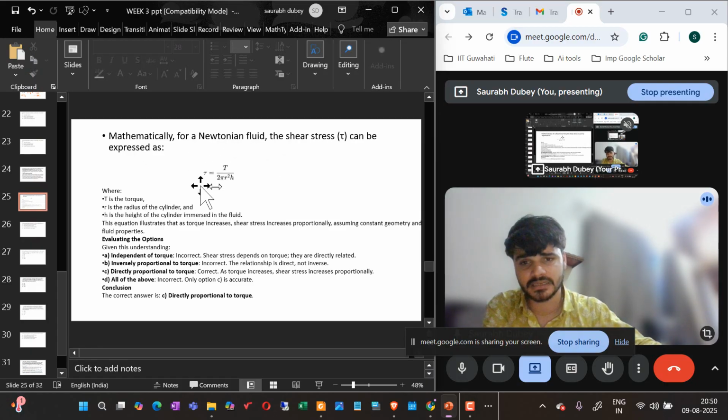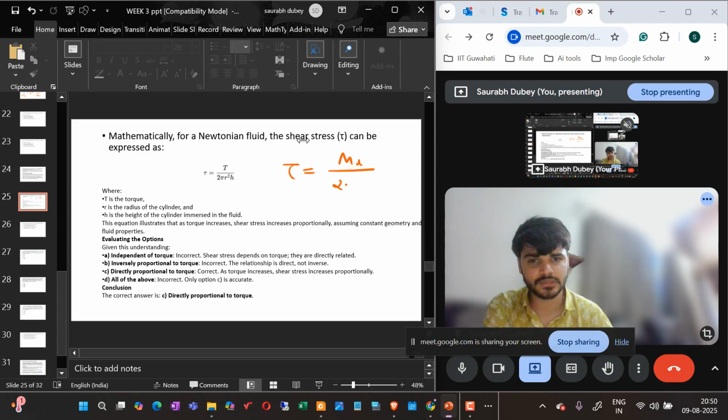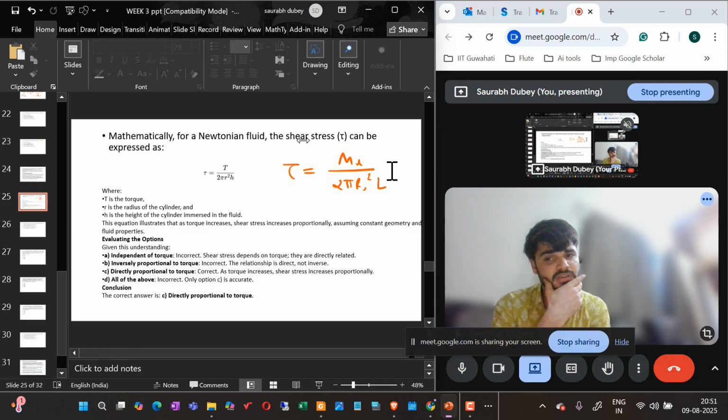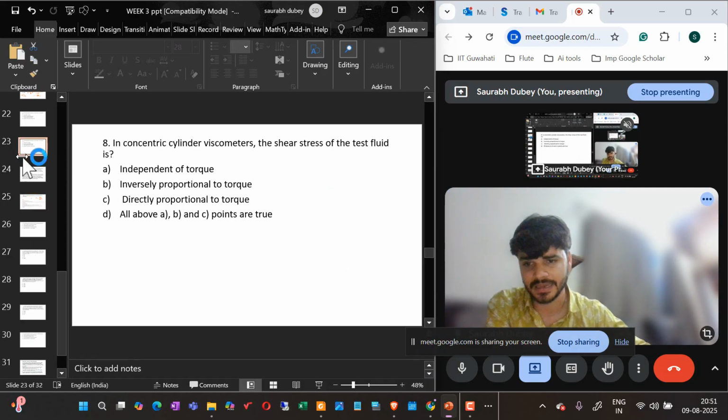So this is the mathematical form that we had. Tau equals Mi divided by 2 pi ri square L, right? And here all the terms are given. So given this understanding, the C option is the correct answer. As torque increases, shear stress is proportional. So option C is the correct answer, right?